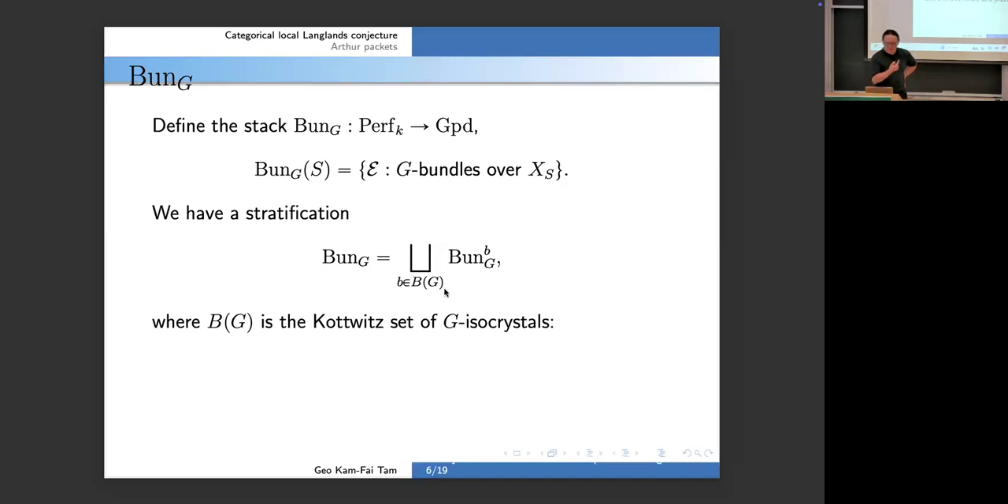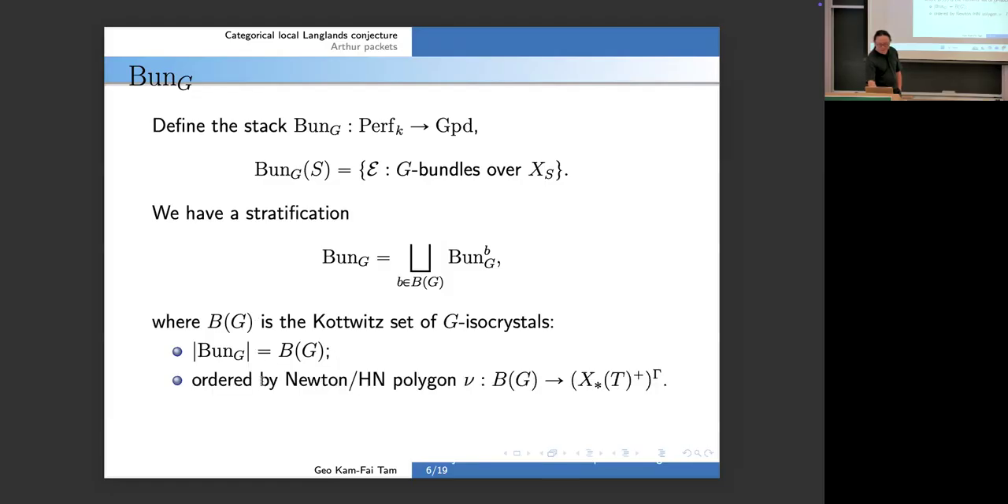So roughly speaking, these isocrystals mean you have conjugacy classes of elements in G, but the scalars are in the maximal unramified extension. Okay, roughly speaking. But what we need to know is some simple properties about this B(G), which will be useful later on. So Bun_G, you look at the closed points of Bun_G. This is exactly this B(G) set.